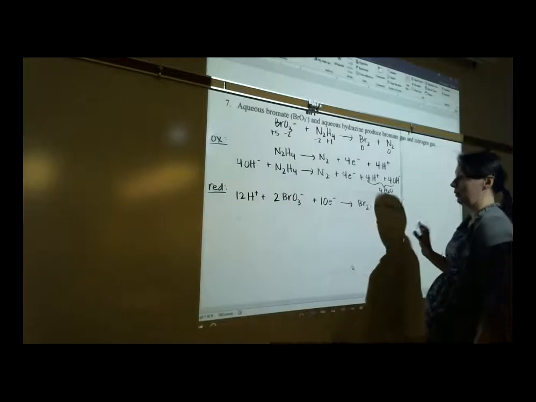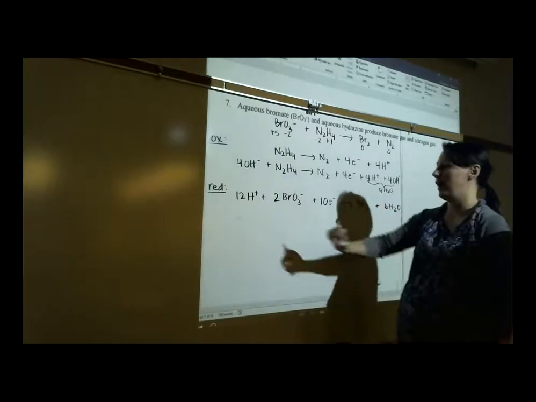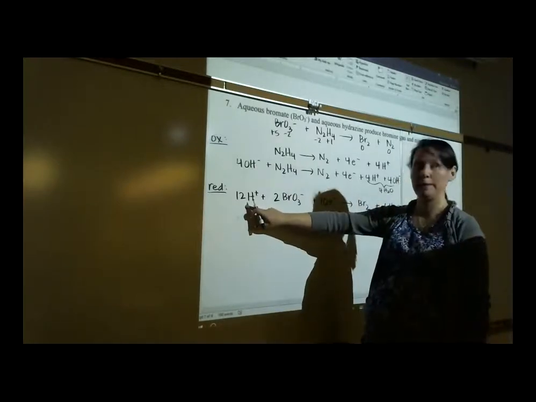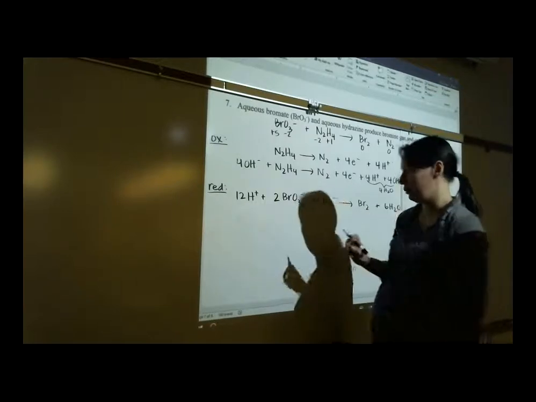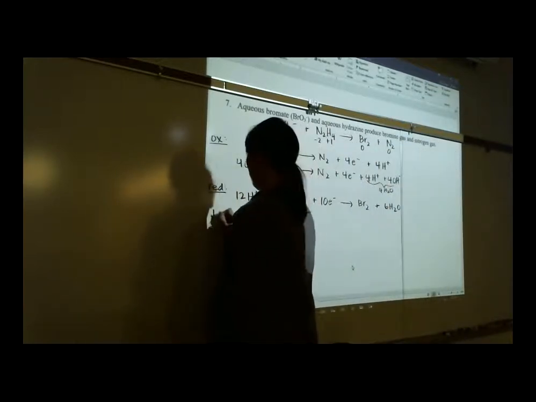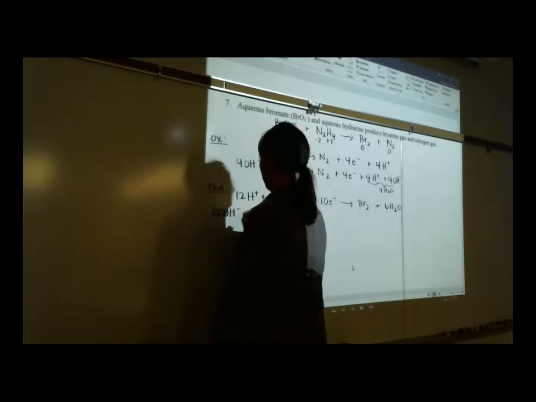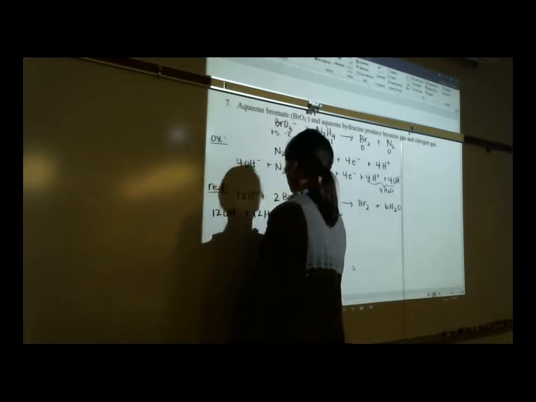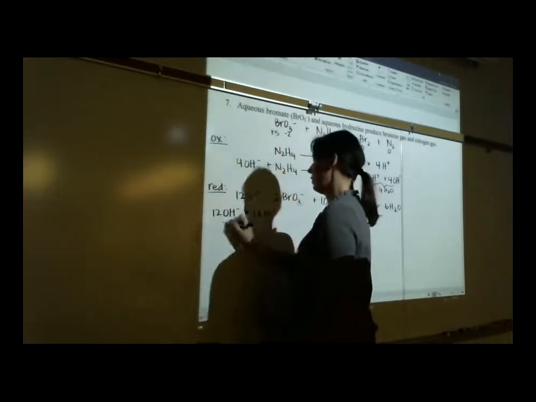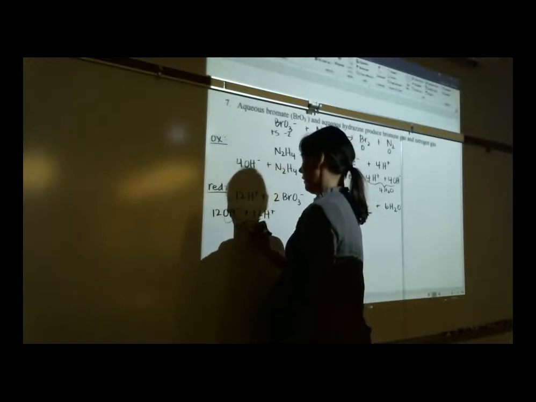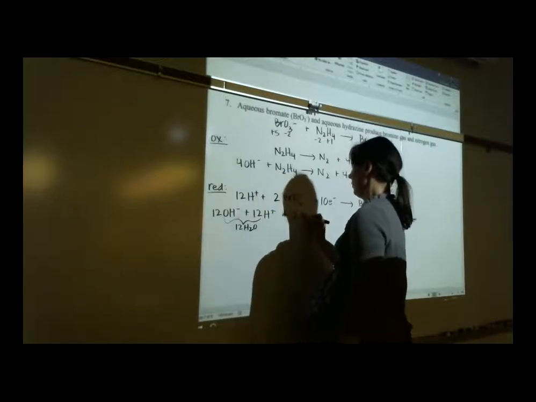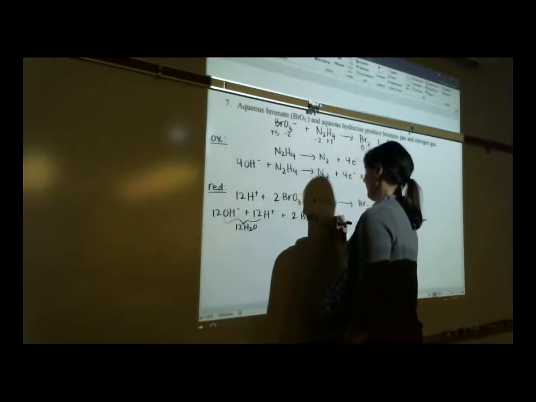And if this were occurring in acid, we would just stop right here, but this is occurring in base, so we need to add the equivalent amount of hydroxide to offset the H plus. So 12 OH minus plus 12 H plus, which will come together to form 12 H2O. And then writing everything else.